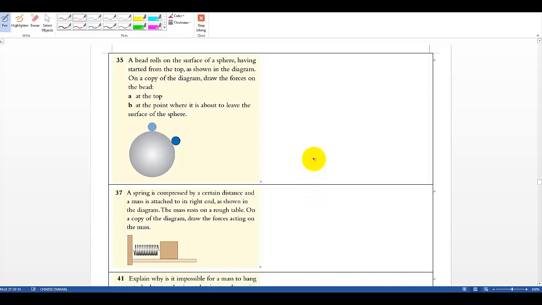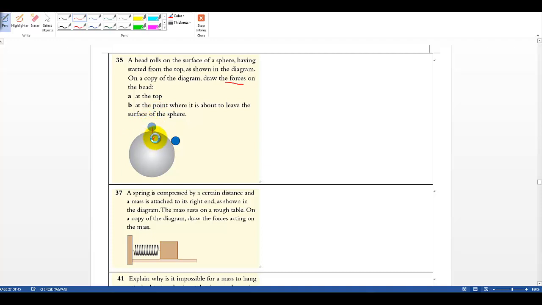Okay, the first question is asking you about a scenario like this. The blue ball is not fixed and it's moving down like this. It then asks you to draw the forces, basically a free body diagram, on the blue ball. When it is at the top, I suppose it's just standing still.